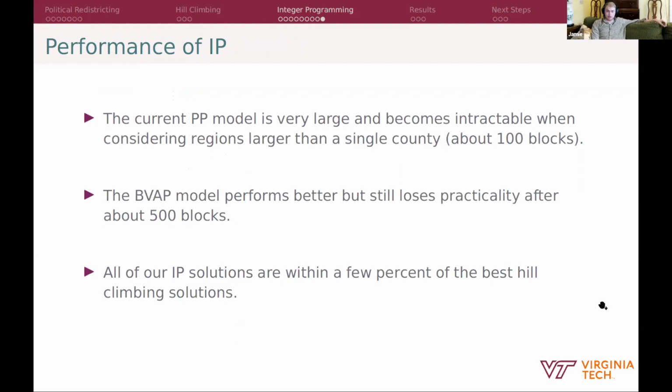Our current model is very large, especially the Polsby-Popper compactness one. It caps out at about 100 blocks of data before it becomes intractable. That's about a county. The BVAP is better, but still caps out at about 500 blocks or so. All of our solutions, though, are promising. Everything we've managed to actually solve validates the hill climbing.